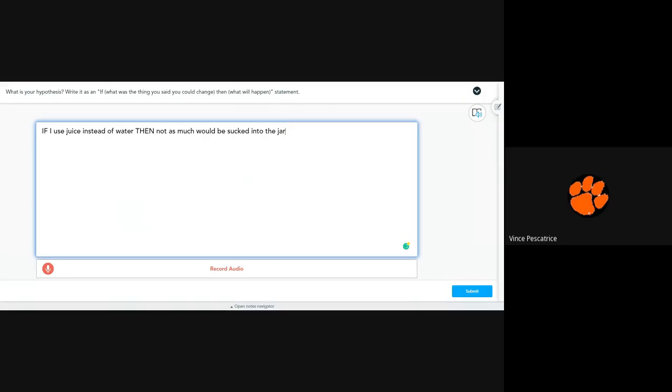This is an example. All right, I'm going to use Todd's example. He said if I use juice instead of water, then not as much water gets sucked into a jar. It's this if-then statement. So the answer you said to question one, what you would change, goes in the if. Then the then is what would happen, which is in question two that you just answered. So you're plugging those things into this one sentence: if you change something, then you would expect this thing to happen.